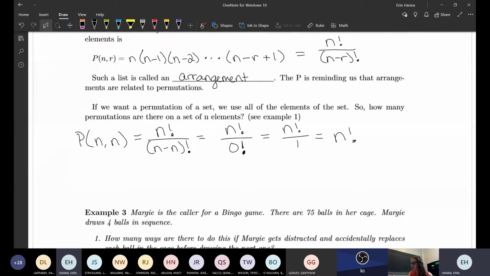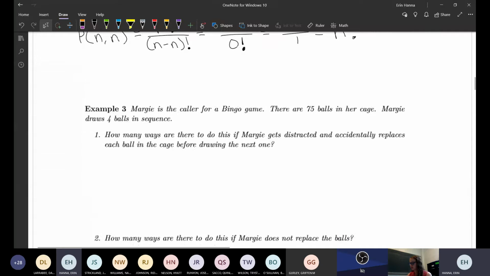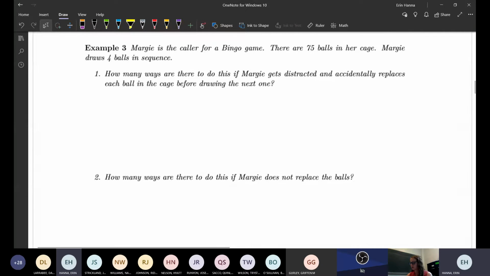So again, a permutation has to be on the entire set, and an arrangement can be on a kind of subset of the set. So really, the main thing we're actually working with here is arrangements, but they're very related to permutations.